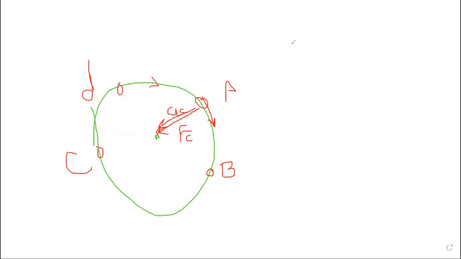Okay, I will change the color of the marker to indicate a different direction. At position B, what is the direction of centripetal force? Toward the center. What about the direction of centripetal acceleration? Toward the center. A_C, F_C. What about the direction of velocity? Okay.